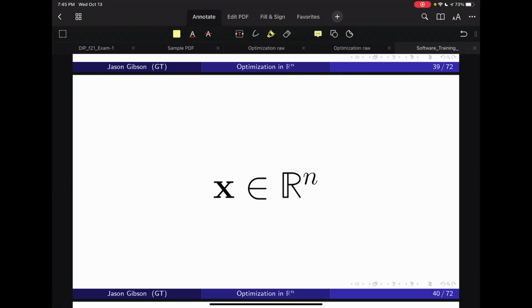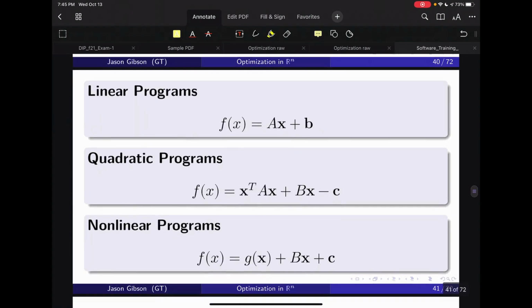Can we do this with vector valued functions? And the answer is quite yes. So first off, we have a couple of the standard programs that we're going to talk about. Remember, program just means optimization problem. So you can have things like linear programs, like you see here.